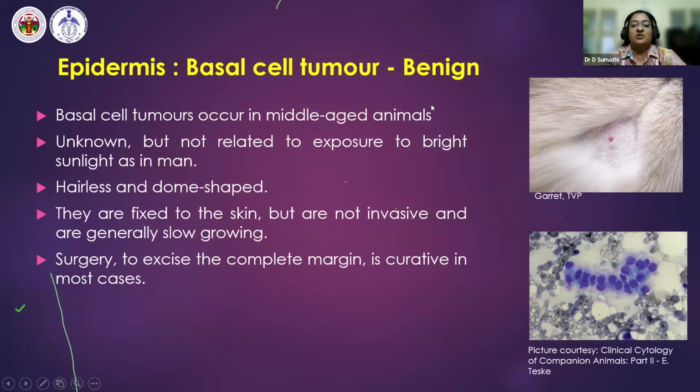So basal cell tumors are mostly benign. You can see the lesion on the side. It is a very small erupted area, and it simply looks like a papule, and there is no hair on it. And when you aspirate and see, you can see the cells being aligned. There is no metastasis or sign of metastasis in this smear.